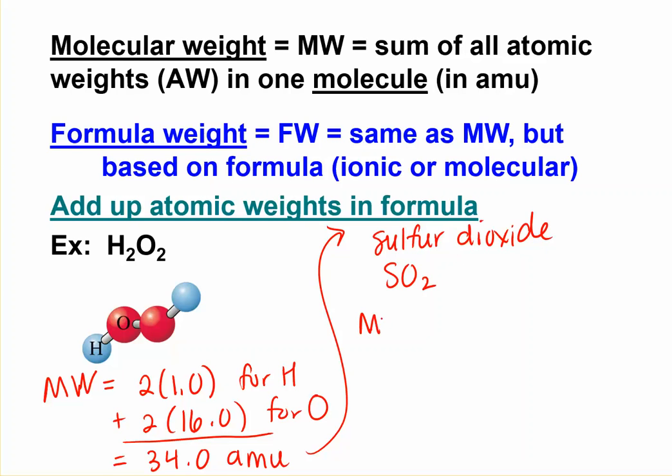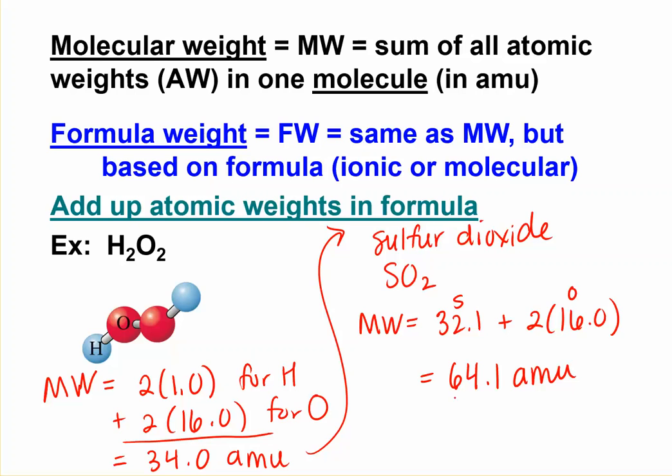To get the molecular weight, I'm going to look on the periodic table. This is sulfur plus 2 times 16 for oxygen, 64.1 AMU. So that's the mass of 1 molecule.